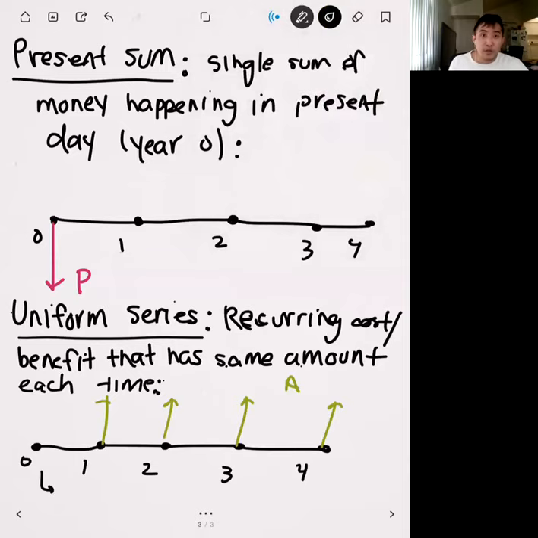One caveat with the uniform series, which I think is a source of confusion, is that if you say you have a uniform series that occurs for 4 years, the benefit or the cost has to occur for every single one of those years.